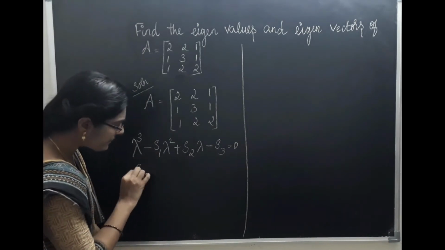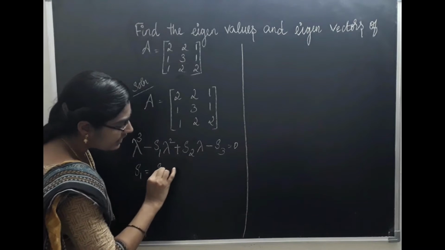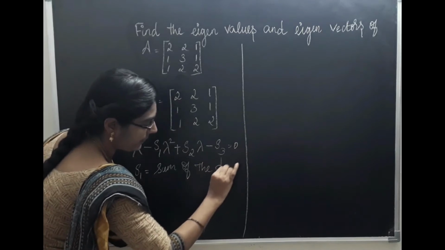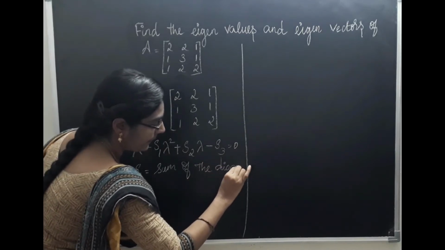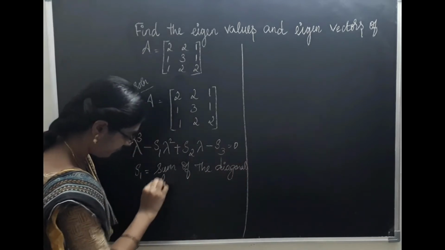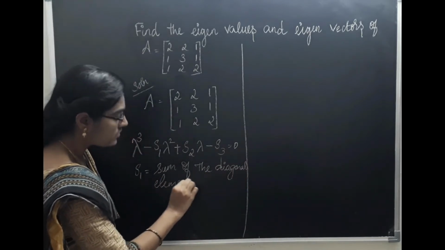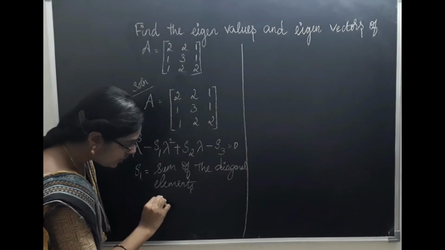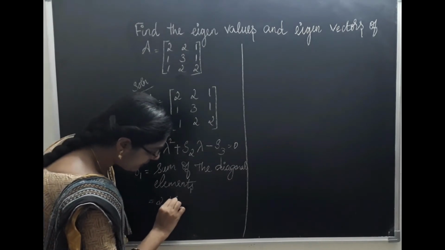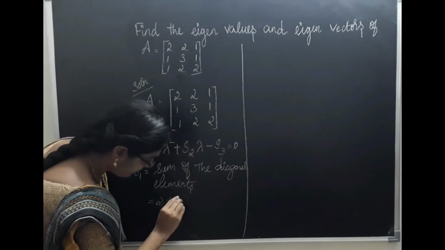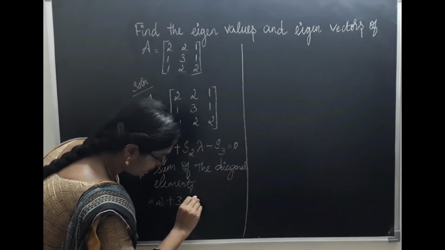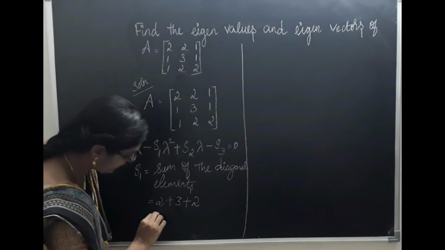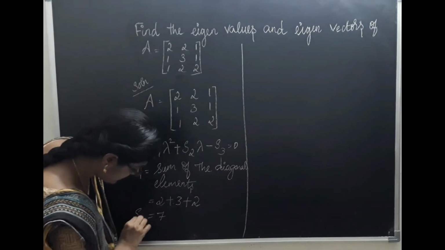We'll start with S1. S1 is given by the sum of the diagonal elements. So the diagonal elements are 2, 3 and 2. Add all the 3, that is 2 plus 3 plus 2. So 2 plus 3 is 5, 5 plus 2 is 7. So the S1 value is 7.